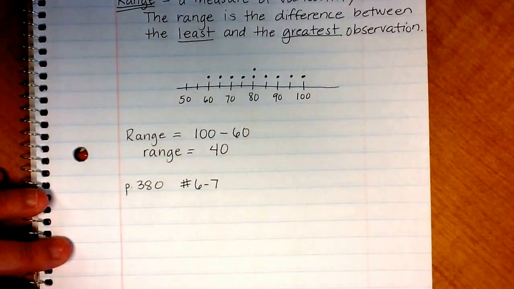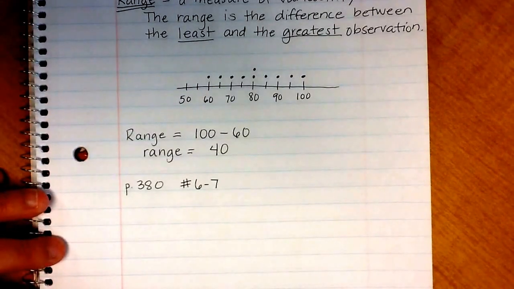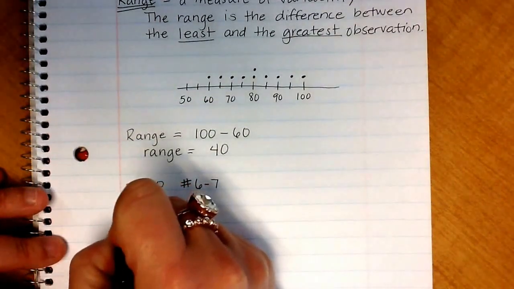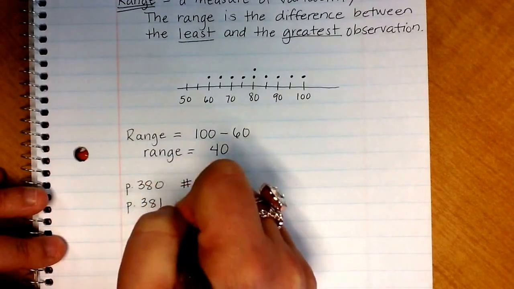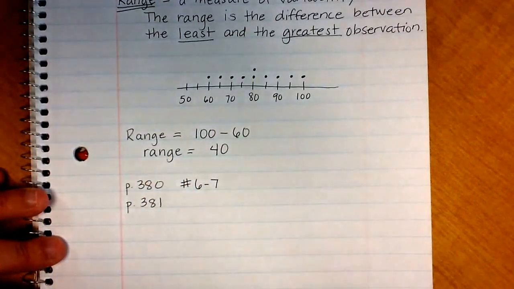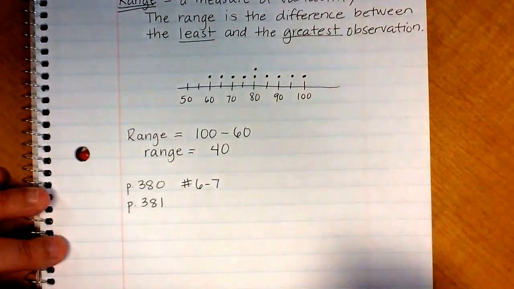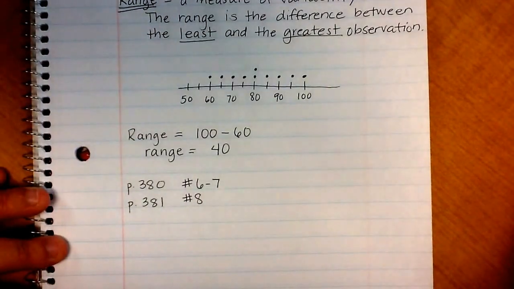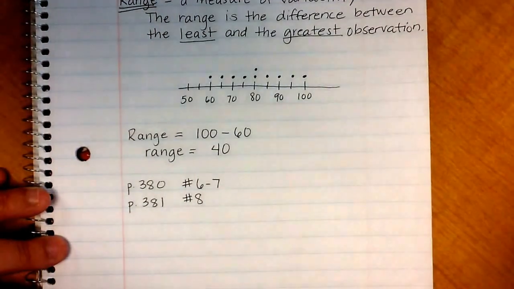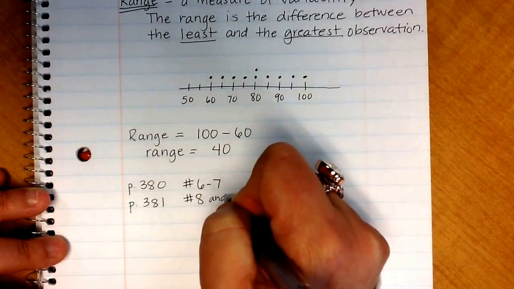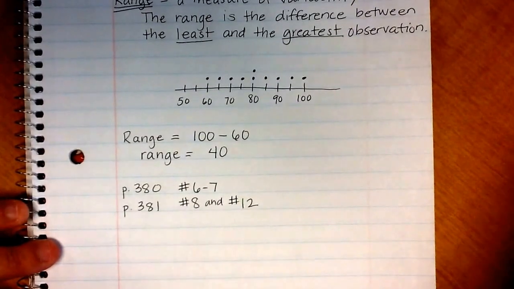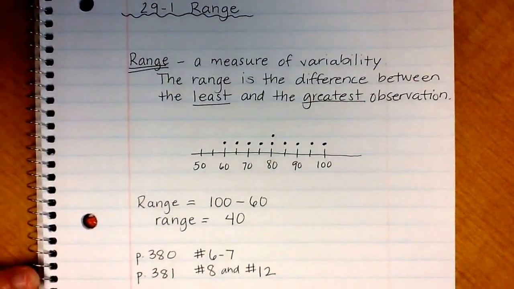And then I'd like you to get a regular sheet of paper, not notebook paper, and go ahead and work out the lesson practice on page 381. And you're going to do number 8, which has 3 parts to it, A, B, and C, and number 12, which also has 3 parts to it. And that is going to be your assignment for tonight.